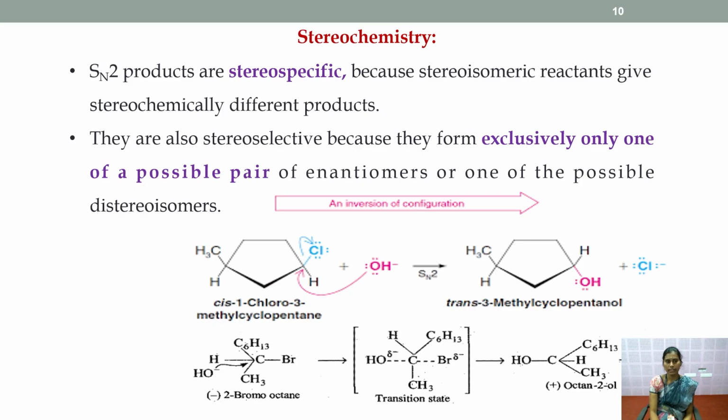Stereochemistry of SN2 reaction. SN2 reactions are stereospecific because stereoisomeric reactants give stereochemically different products. They are also stereoselective because exclusively only one of the possible pair of enantiomers or one of the possible diastereomers will form. Here the good examples are cis-1-chloro-3-methylcyclopentane reacting with hydroxide, which undergoes SN2 reaction to form trans-3-methylcyclopentanol. On the other hand, (-)-2-bromooctane reacts with hydroxide to produce (+)-2-octanol. Both products show inversion in configuration. These are good examples of SN2 reaction.